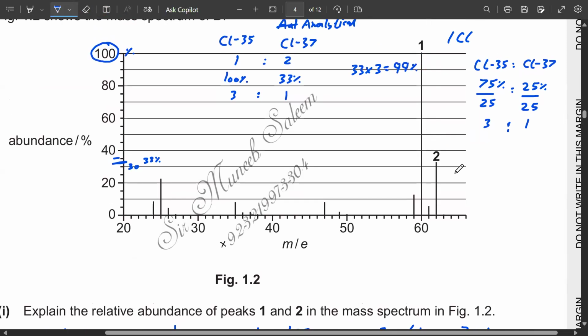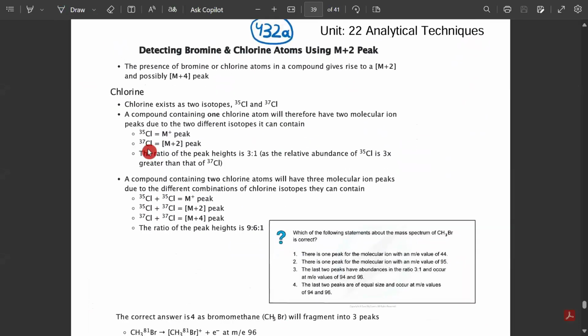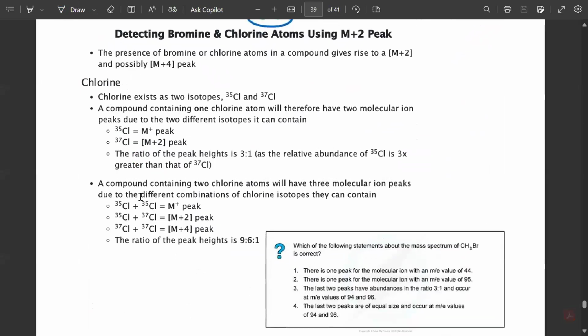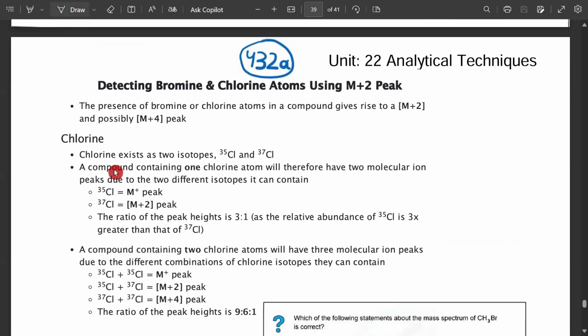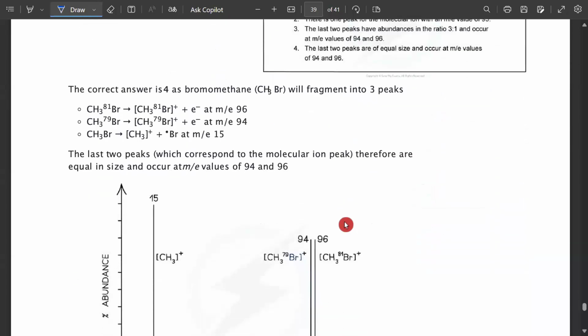If we look at the notes here, we have two different combinations. We can have one chlorine atom to give you two peaks as 3:1, or you can have a compound containing two chlorine atoms. If the compound contains two chlorine atoms, then you will have three different combinations: a peak at M, another peak at M plus 2, and a third peak at M plus 4, which you can see from the spectrum like this.